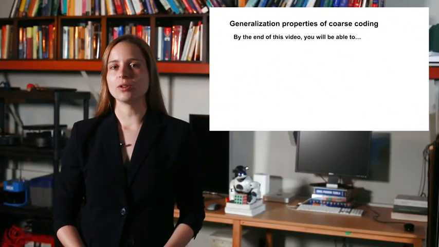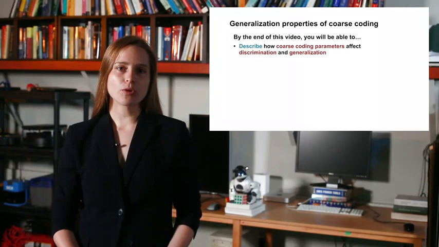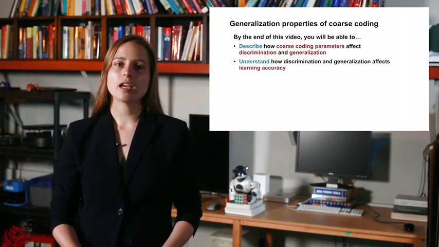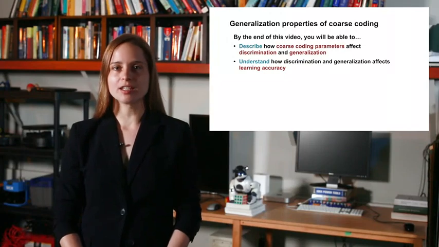By the end of this video, you'll be able to describe how coarse coding parameters affect generalization and discrimination, and how that affects learning speed and accuracy. We've talked about how coarse coding groups states into features of arbitrary shapes and sizes. They can be circles, ellipses, squares, or a combination of different shapes.